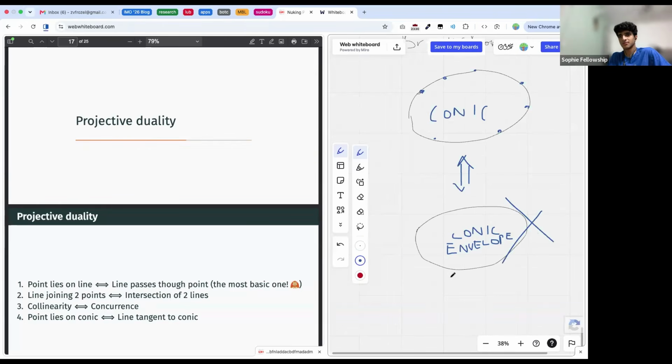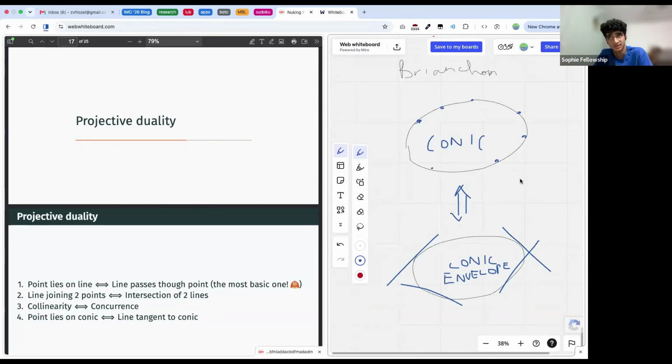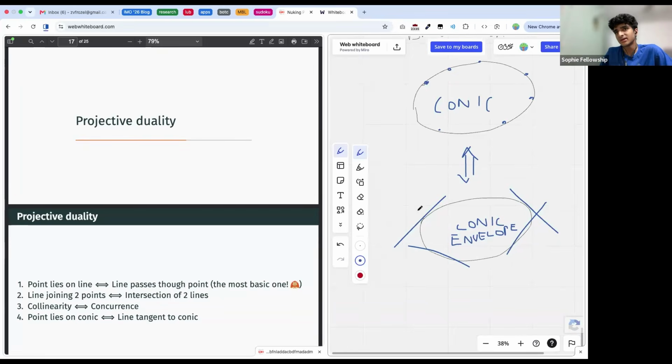So all of these are lines. And due to that, the dual of the statement "a point lying on a conic" is that a line is tangent to a conic. Set of tangents to a conic, envelope of a conic, a lot of ways to call it. And that means that there's a dual kind of statement that's true.